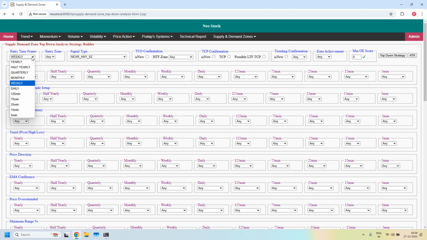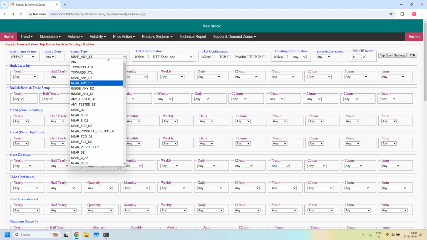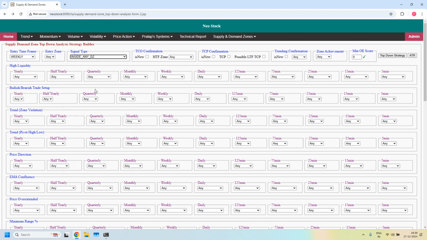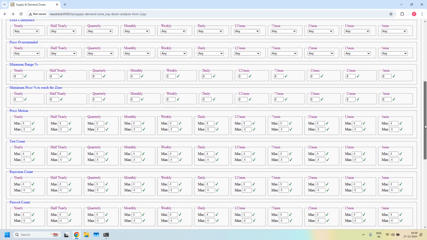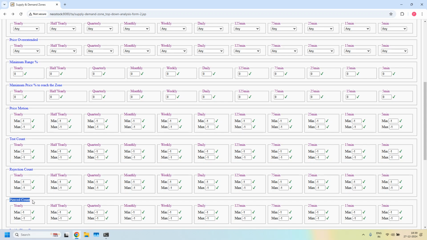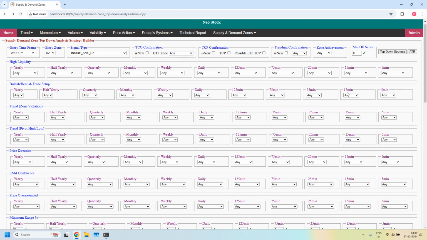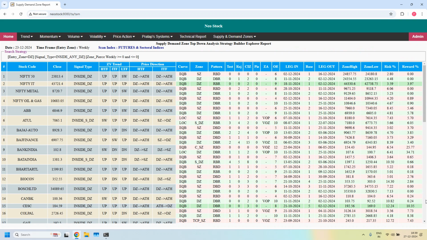Next, weekly time frame. Price closed inside the weekly demand zone, and these weekly demand zones should not be pierced. At pierced count, weekly time frame, minimum value 0, maximum value 0. Let's filter. We got a big list. First 16 stocks where price closed inside the weekly demand zone. I am scrolling the list down.